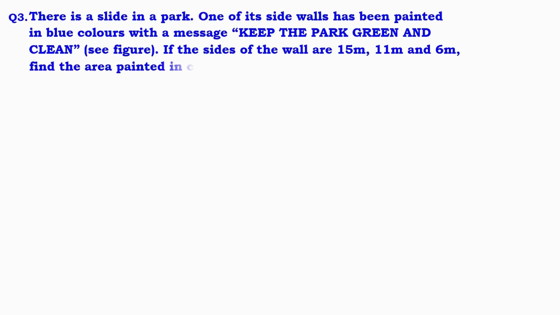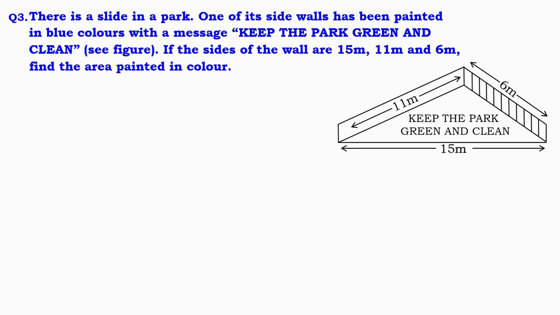Now question number 3. There is a slide in the park. One of its side walls has been painted in blue colors with a message, "Keep the park green and clean." So it's given in the figure. If the sides of the wall are 15 meter, 11 meter and 6 meter, find the area painted in color.